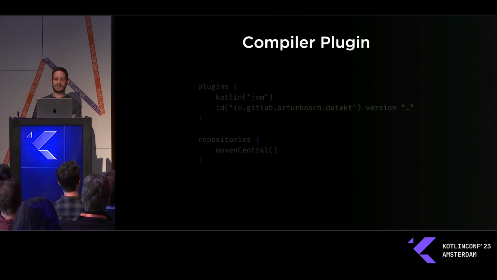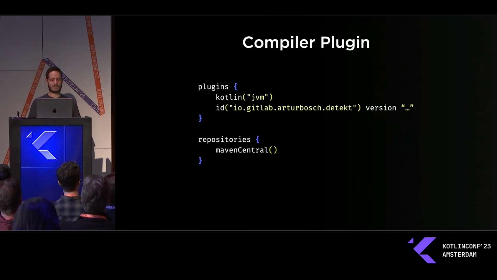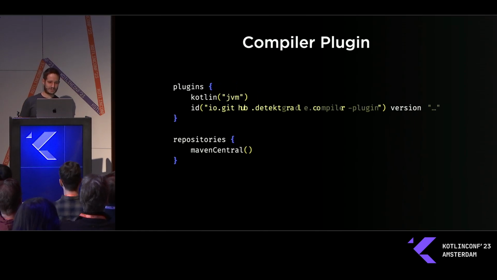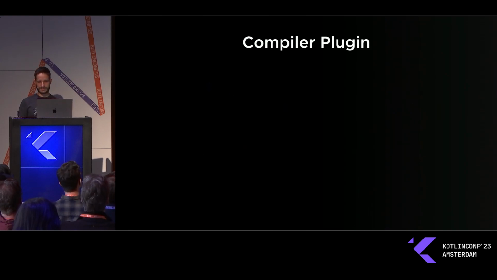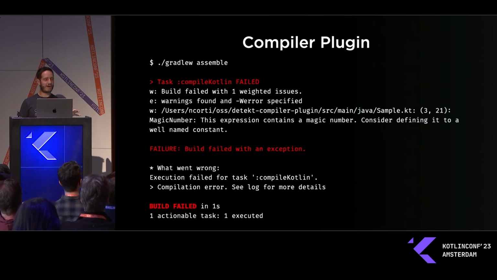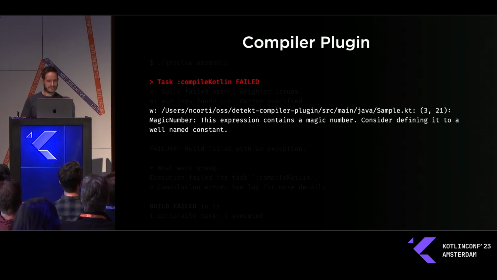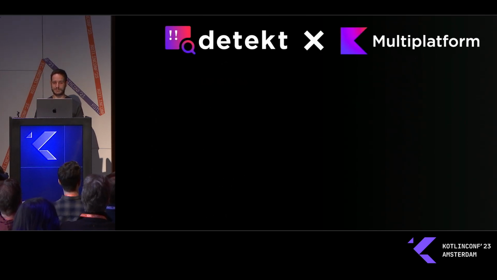And practically, this will work in this way. So now you have the plugins block where you declare this Gradle plugin. You will just use another Gradle plugin, which we also publish. And practically, when you, for example, call assemble or build, inside the compiled Kotlin task, you will see stuff like "magic number. This expression contains a magic number." So we are sort of part of the compiler flow, in a sense, which is awesome.